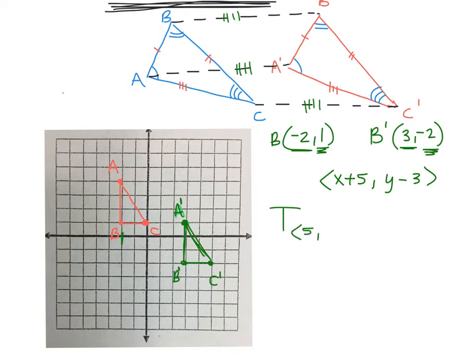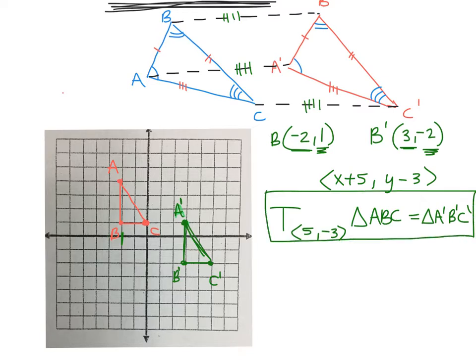+5, -3 of triangle ABC became triangle A prime, B prime, C prime. Okay? This is telling you what's happening. And you do pointy brackets and you do it subscript. So you drop it down lower and make it the pointy brackets. Okay?